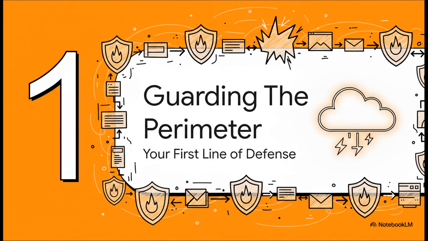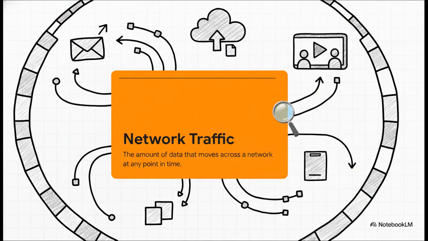All right, let's jump right in with that first super critical barrier, guarding the perimeter. This is your absolute first line of defense. It's the collection of tools and rules that stands between your safe, private network and, well, the wild west of the open internet. Now, before you can guard anything, you've got to know what you're guarding against, right? What's trying to get in and out? And the answer is network traffic.